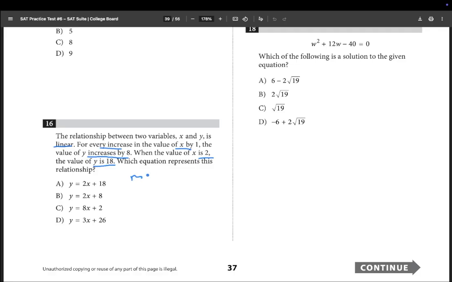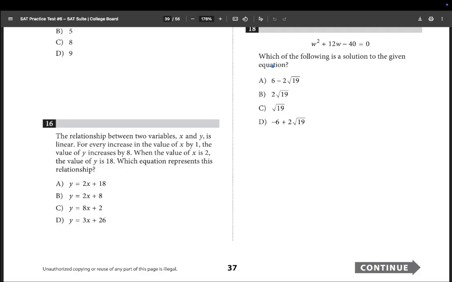So we know our slope is going to equal rise over run. So we can say 8 over 1. So our slope is 8. And this is really all we need to answer the question, as out of all these answer choices, C is the only one with a slope of 8. So that means our answer is C.